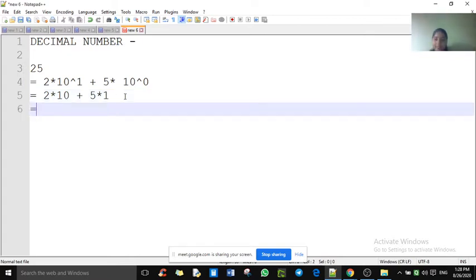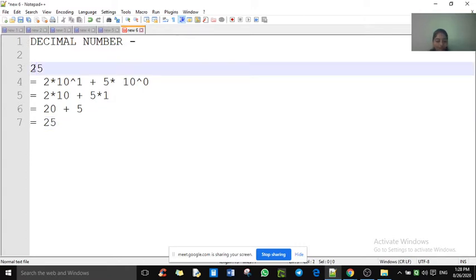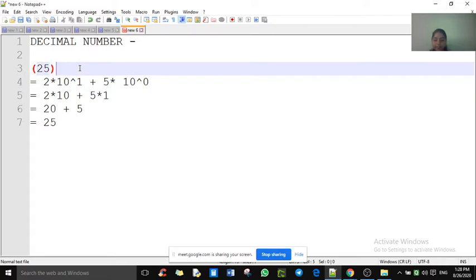So what will be the next step? 20 plus 5. And what will be the result? 25. Is it clear to you? If this is a decimal number, it means its base is 10. Consider this as a base.